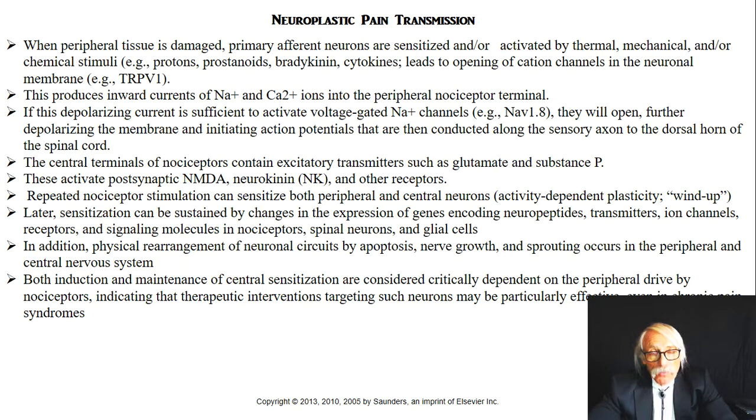So in addition, physical rearrangement of neuronal circuits by apoptosis, something we talked about quite a bit in VerEvMed lectures, nerve growth and sprouting, the arborization story we talked about, for example, with tetrahydrocannabinol and even a little bit with ethanol. When that occurs in the peripheral and central nervous system, those are changes that are going to result in overall neural transmission, pain, nociception, as well as analgesia. Both induction and maintenance of central sensitization are therefore considered critically dependent on the peripheral drive by nociceptors, indicating that therapeutic interventions targeting such neurons may be particularly effective even in chronic pain syndromes.